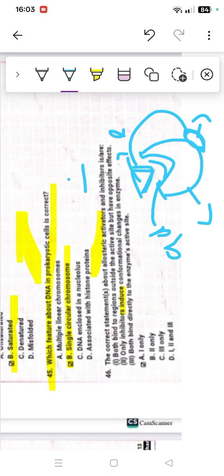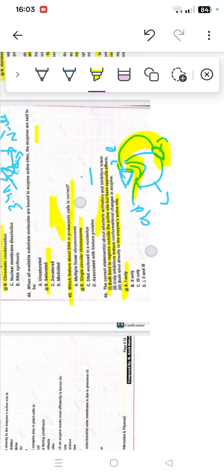The right one: both bind to a region outside the active site but have opposite effects. Yeah, this is the right option. Why? Because as I mentioned, instead of binding to the active site, they get attached to some other part, right? So they both bind to a region outside the active site. So A is the right option, none other, because only inhibitor induces no, both bind directly to the enzyme active site. This is quite opposite, which means it's wrong.